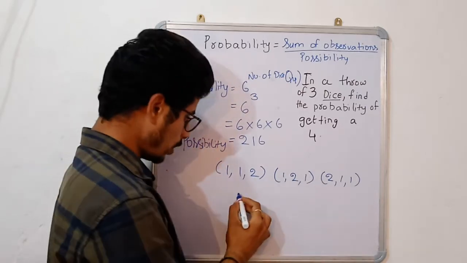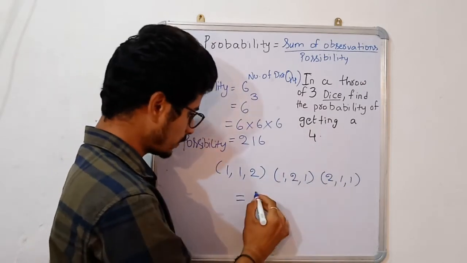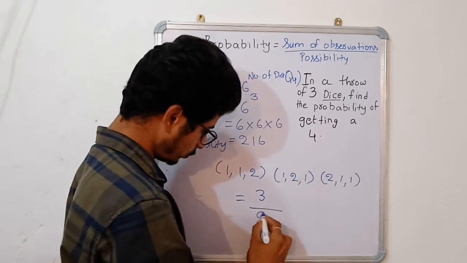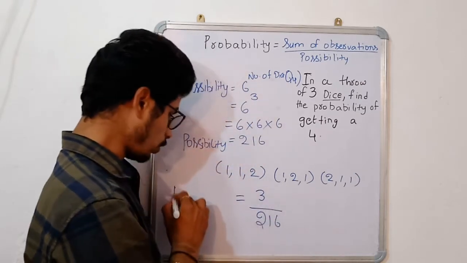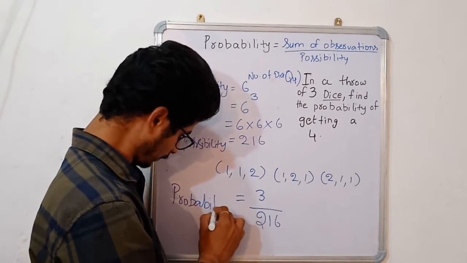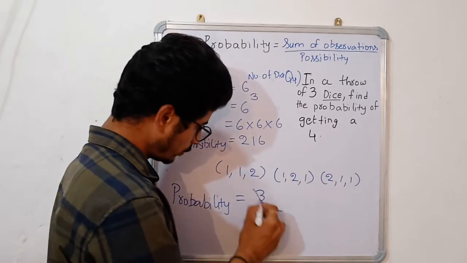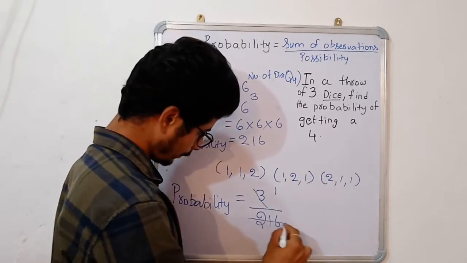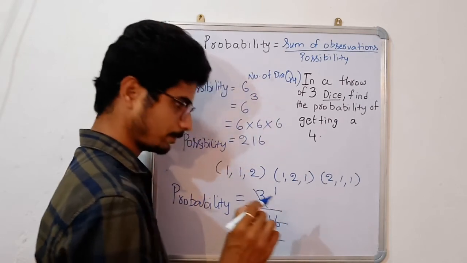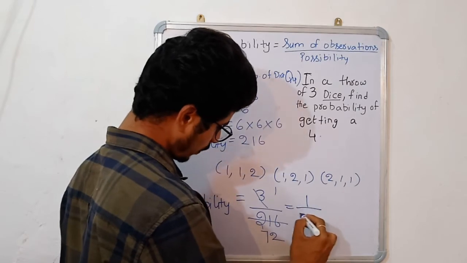Okay, so the probability equals the number of observations, 3, by 216, right? So 3 by 216 is the probability. 3 ones are 3, 3 sevens are 21, 3 twos are 6. So the probability is 1 by 72.